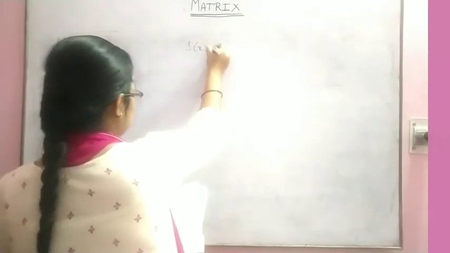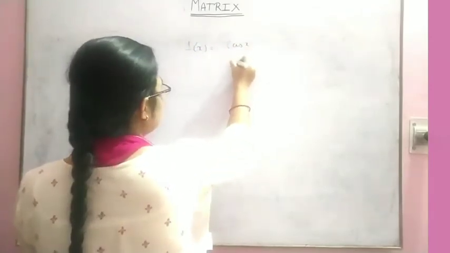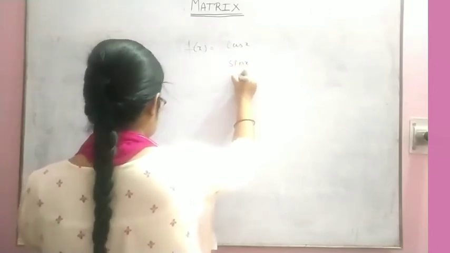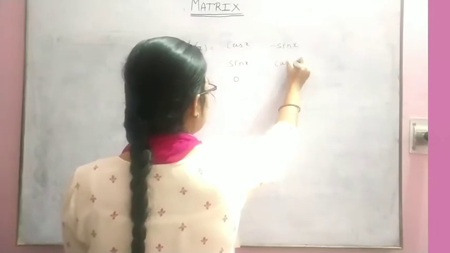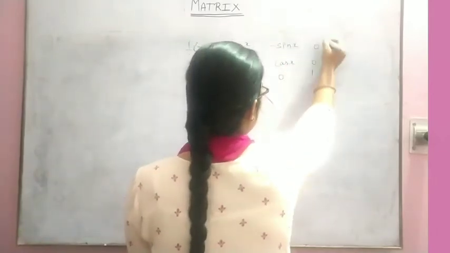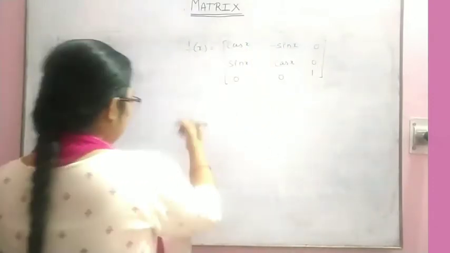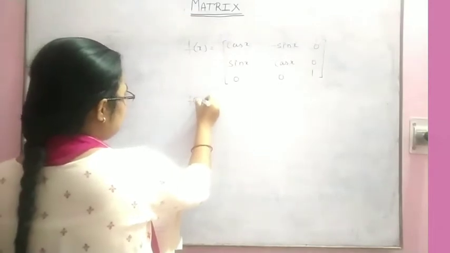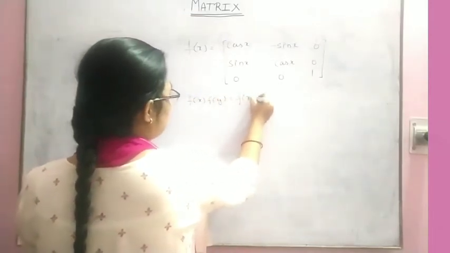F(x) is equal to the matrix cos x, sin x, 0; minus sin x, cos x, 0; 0, 0, 1. Show that f(x) f(y) equals f(x plus y).